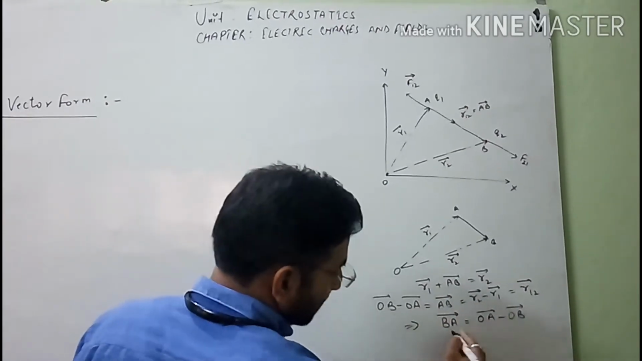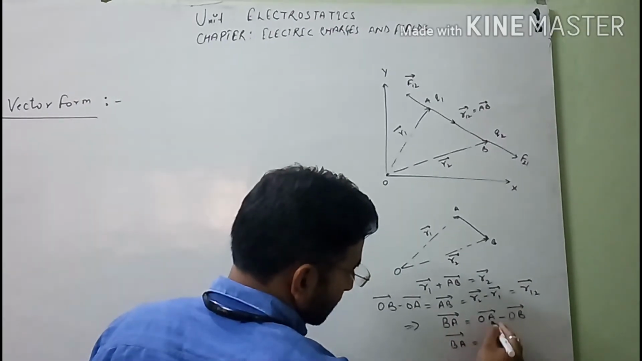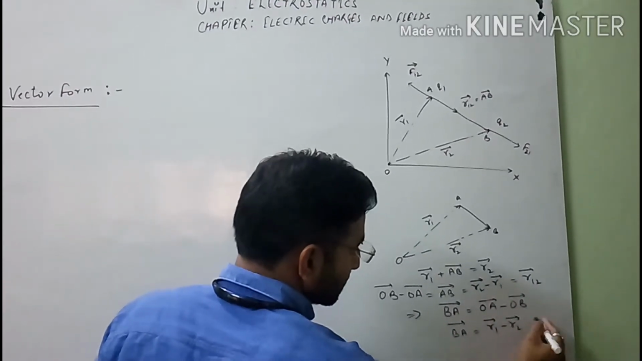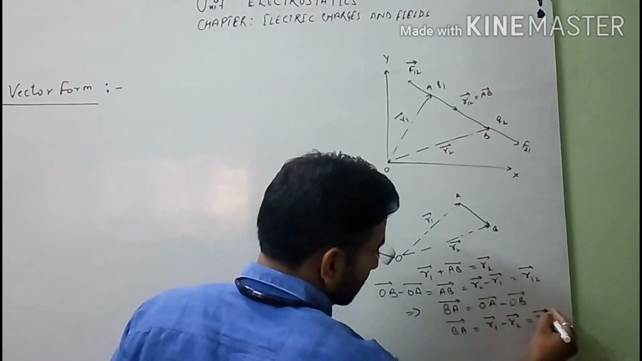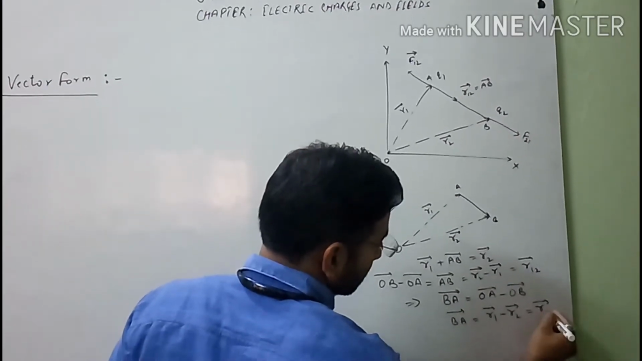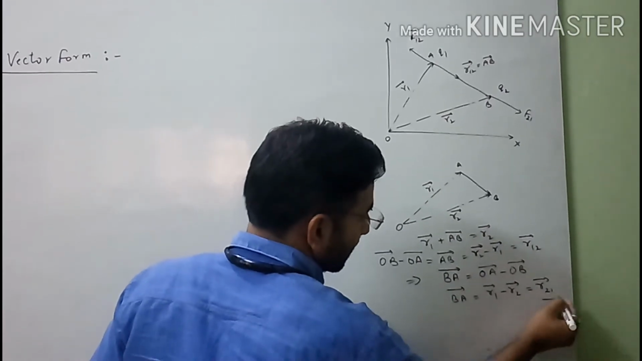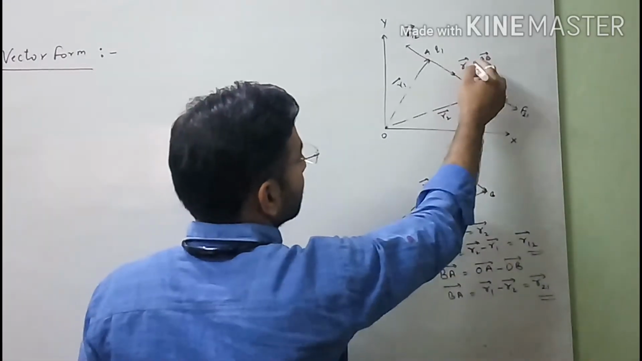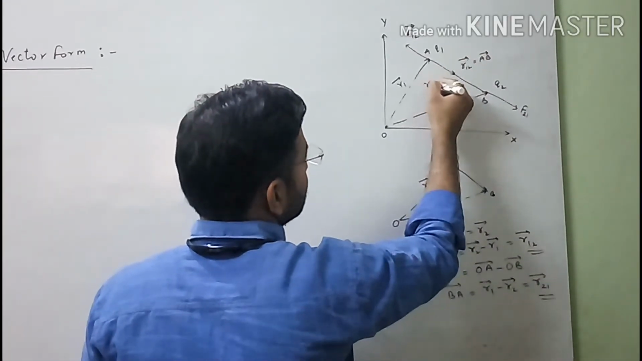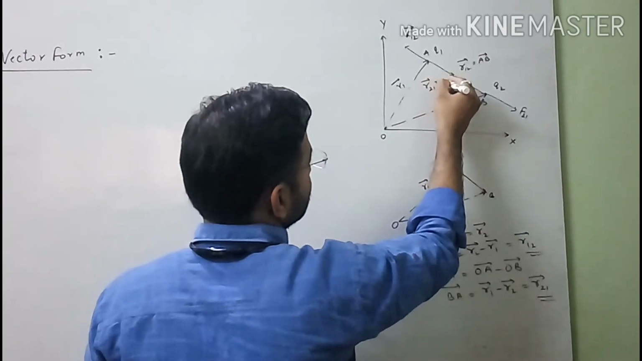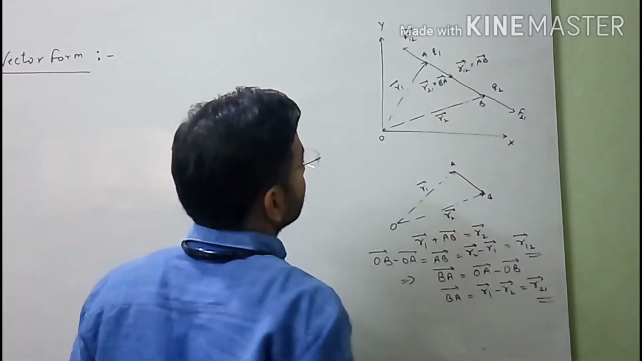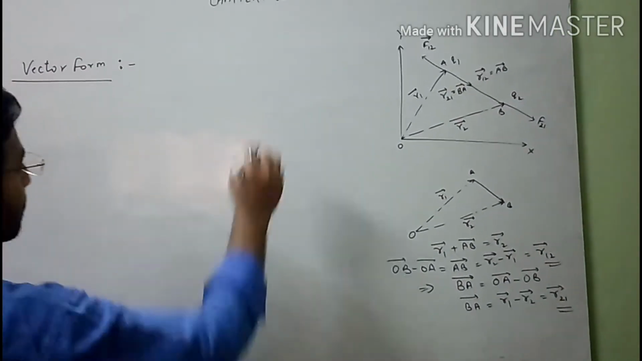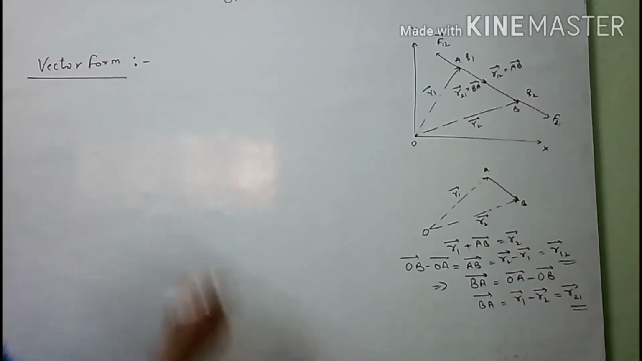In the same way, we can write BA, which is equal to OA, the R1 vector, minus OB, our R2 vector. So R1 minus R2 we can represent as R21. We can represent this by R21. Clear, student? So these are two points. So here R12 is equal to AB, so we can say that the R21 vector represents the BA vector. Clear, student?